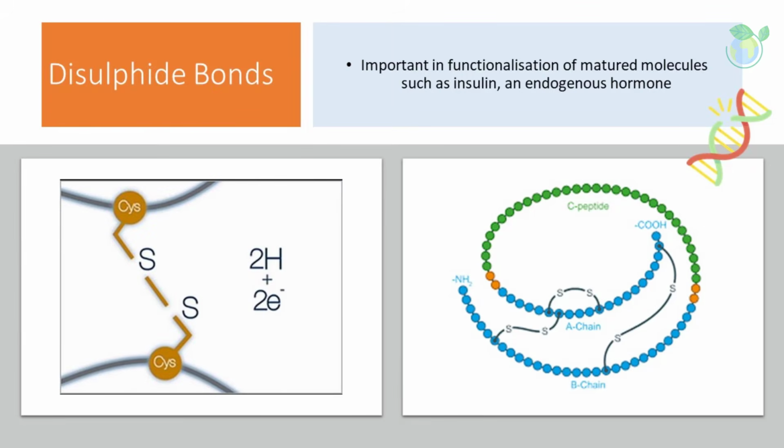In addition to these common stabilizing forces, disulfide bridges, which are covalent bonds between the sulfur atoms of the cysteine residue, are also important in maintaining some protein structures. For certain types of proteins that contain metal ions as prosthetic groups, non-covalent interactions between amino acid residues and the metal ions may play an important structural role. One classical example is the insulin hormone, where it is important in functionalization of matured molecules for it to perform its endogenous hormonal role.